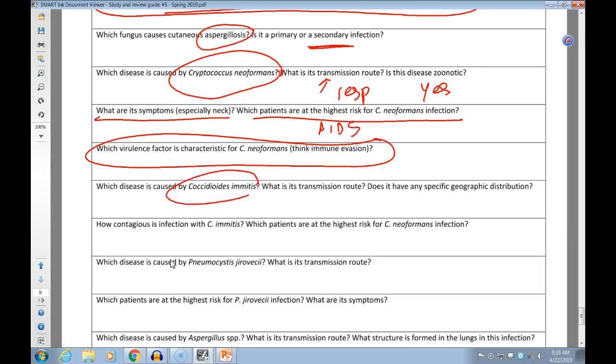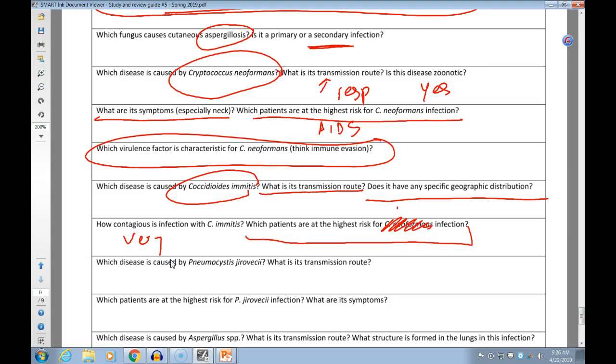Coccidioides immitis: meningitis. Transmission route: respiratory. Southwestern United States. Very contagious. Immunocompromised. Okay, sorry, that's a typo. Immunocompromised are at the highest risk. Basically, you can put immunocompromised for every systemic mycosis. It's going to be true.